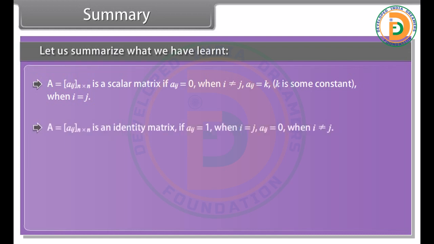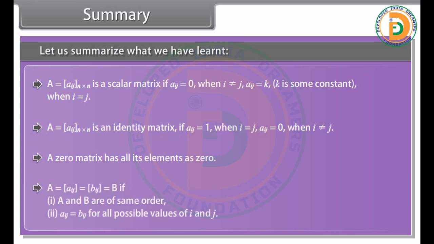A is equal to a_ij, n by n, is an identity matrix if a_ij is equal to 1 when i is equal to j, and a_ij is equal to 0 when i is not equal to j. A zero matrix has all its elements as 0. A is equal to B if A and B are of the same order, and a_ij is equal to b_ij for all possible values of i and j.